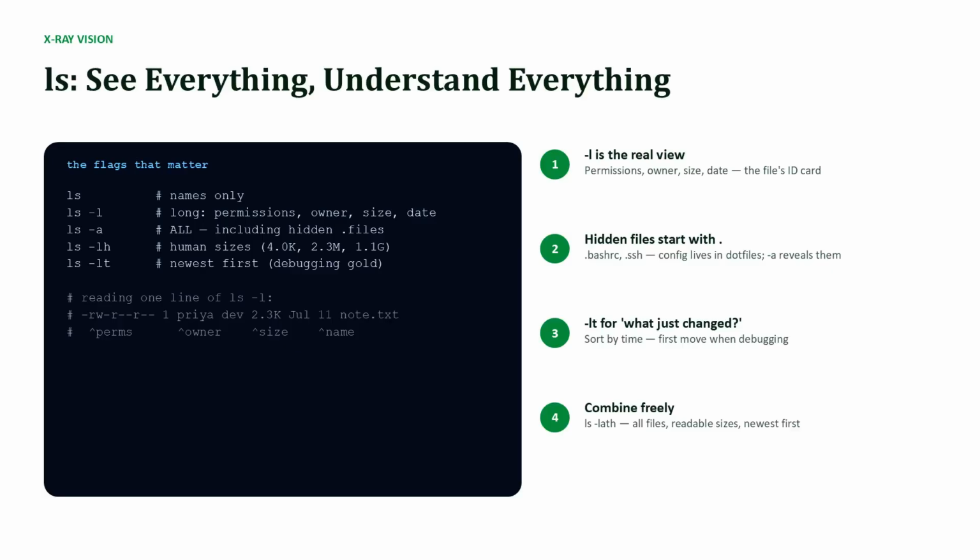ls shows what's here, but its flags give you X-ray vision. ls -l is the long view. Permissions, owner, size, and date. A file's complete ID card, and we'll decode that permission string fully in Part 7. ls -a shows all files, including hidden ones. In Linux, any file starting with a dot is hidden, and that's where configuration lives. .bashrc or .profile. -h makes sizes human, megabytes instead of raw bytes.